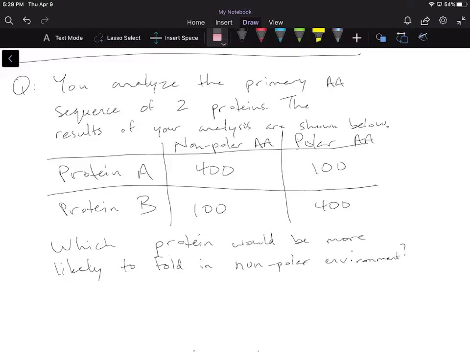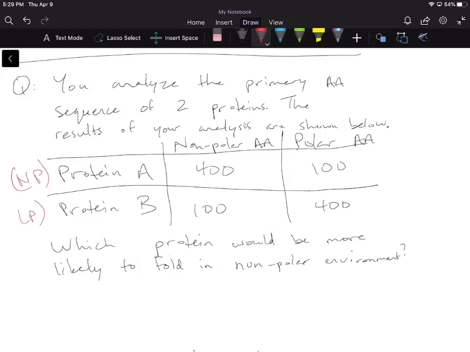Okay, so the question here is saying you're analyzing the primary amino acid sequence of two proteins. The results of your analysis are shown below. Protein A, you find it to have 400 non-polar amino acids, while it has 100 polar amino acids. So for the most part, protein A, we're going to be saying that it's non-polar, okay? And then protein B, we find that it's mostly going to be polar because it has more polar amino acids, okay? So now it says, which protein would be more likely to fold in a non-polar environment?